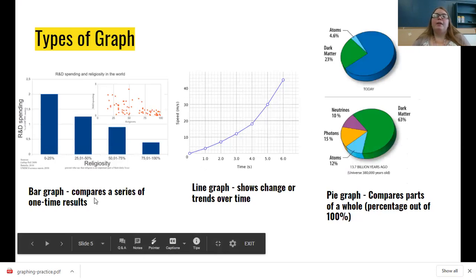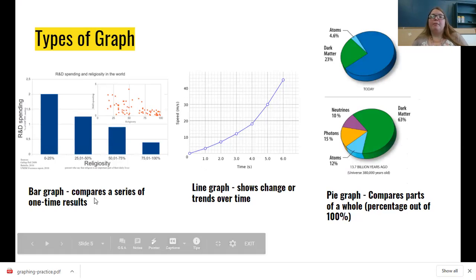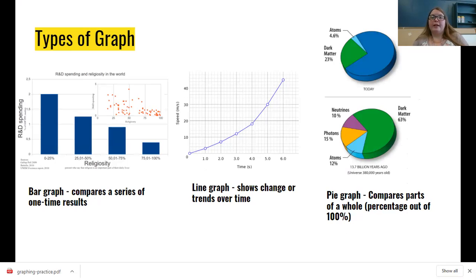All right, so there's three main types of graphs that we're really going to be worried about. There are a lot more ways to present data, but this is just what we're going to focus on for this lesson. There's bar graphs, and those are generally used to compare a series of one-time results. So if I did an experiment and I wanted to see, I don't know, how many of each color of Skittle there was in a bag, that's a one-time set of results, so I can measure that with a bar graph. A line graph, however, shows change over time.